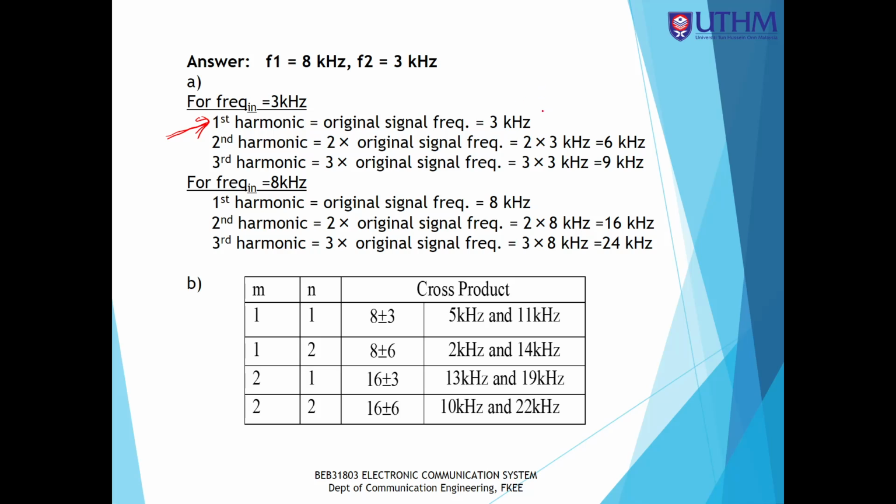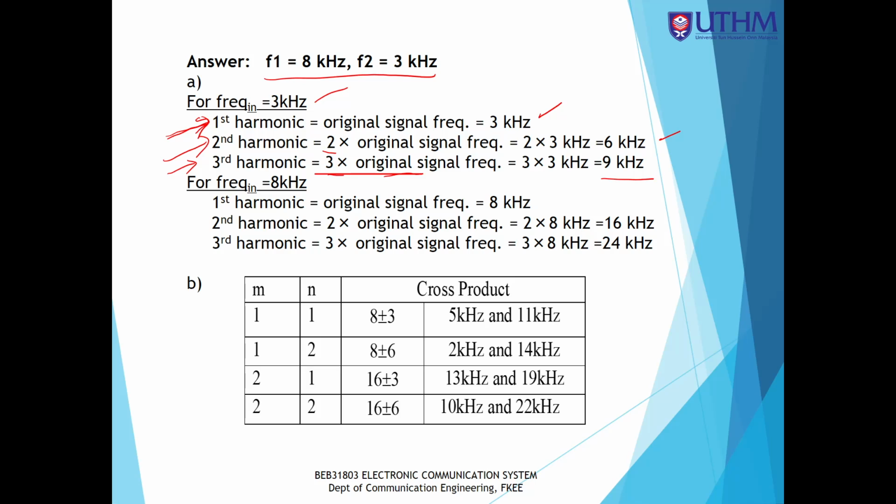Okay, so therefore it is 3 kHz. Remember that we have two input signals, okay, so we separate 8 and also the 3. So each of these inputs is gonna produce harmonics. So for the 3 kHz input, it's gonna produce the first harmonic 3 kHz. Second order harmonic is located at 2 times the original frequency, 2 times 3, so you're gonna get 6 kHz. Third order harmonic is 3 times the original frequency, so 3 times 3, you're gonna get 9 kHz.